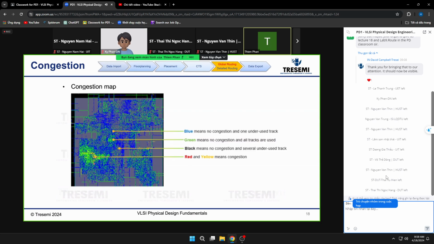So those are the things that you need to analyze and see: is the congestion local? Is it over the standard cell area? Is it something to do with the macro placement? Maybe the macro placement is not optimal. The channel is probably not optimal. Those sorts of things, you have to figure that out, right?